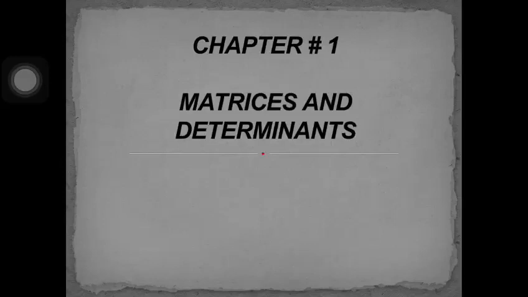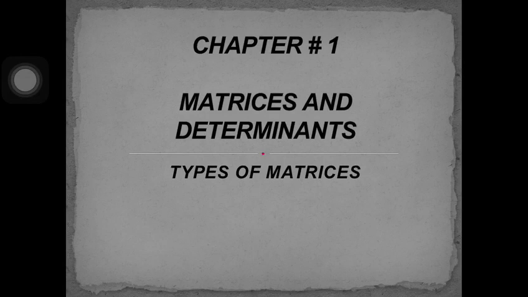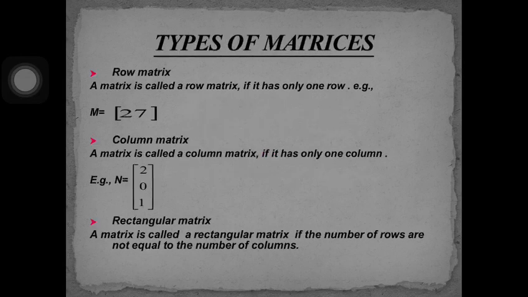Bismillahirrahmanirrahim. Chapter number 1, Matrices and Determinant. The types of matrices. The first is the row matrix. A matrix is called a row matrix if it has only one row. Example: M, it contains one row and two columns.